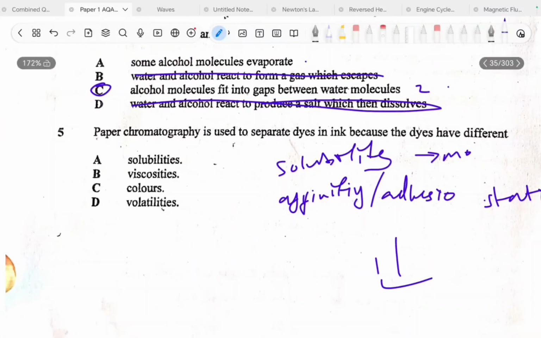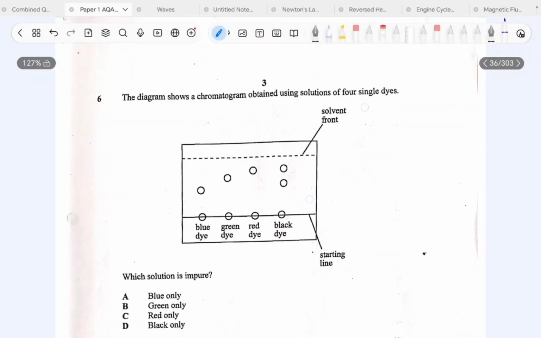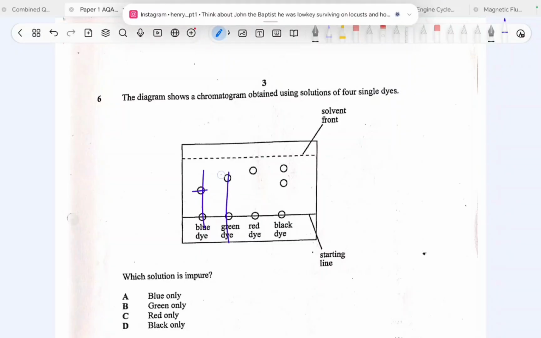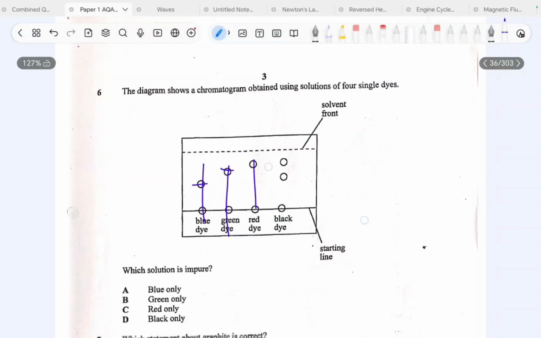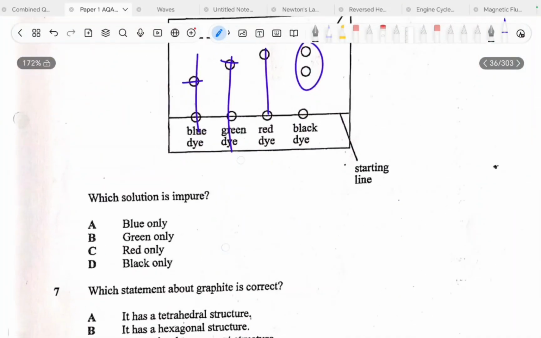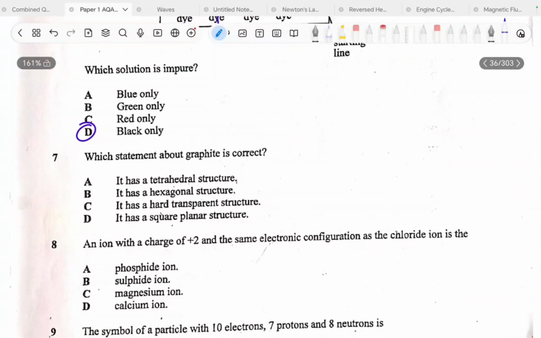That is basically it. So let's see. Do we have affinity and adhesion in the answers? No. Do we have solubility? Yes. So the answer is 5A. The diagram shows a chromatogram. If something is pure, there's going to be one dye. If it's impure, you're going to have multiple different dyes. For the blue dye, we have one dye, so it's pure. Green, one dye, pure. Red, one dye, pure. Black, 2 dyes, impure.